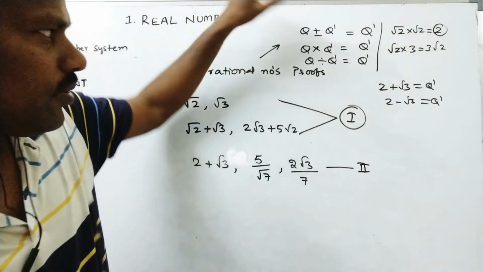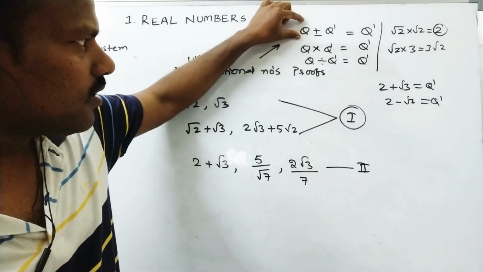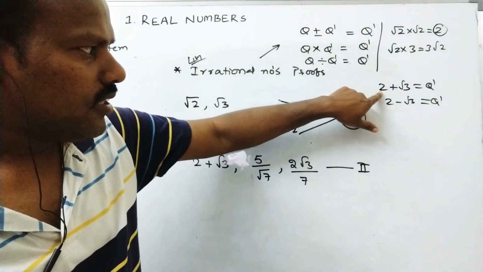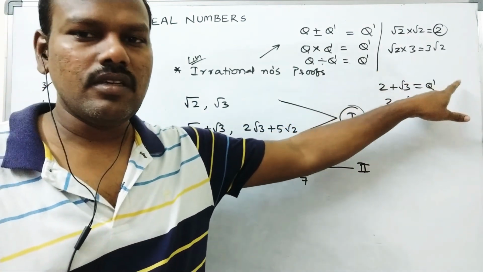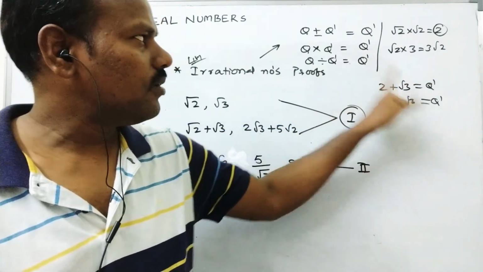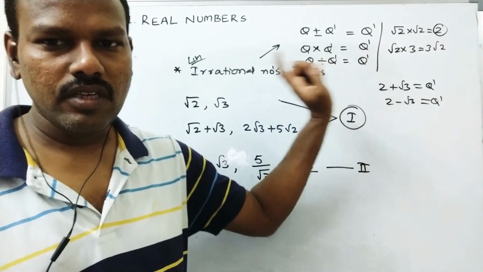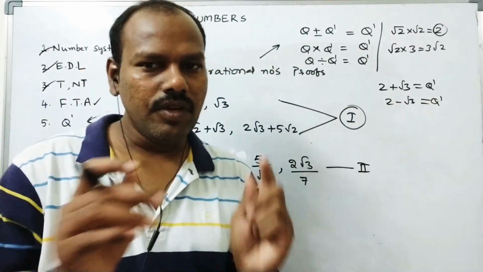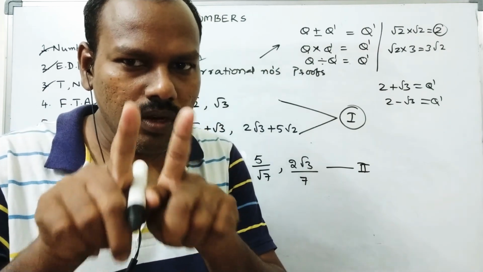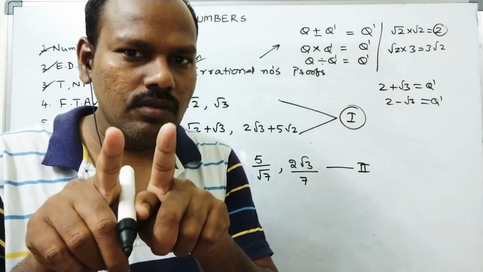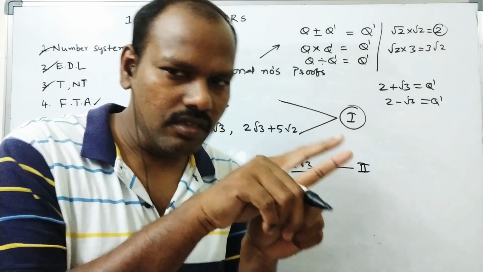But when you take plus or minus of a rational and an irrational, the sum is always irrational, the difference also irrational, product also irrational, division also irrational. When you take a rational number and an irrational number, that holds, but when you take two irrational numbers, the answer can be rational or irrational.